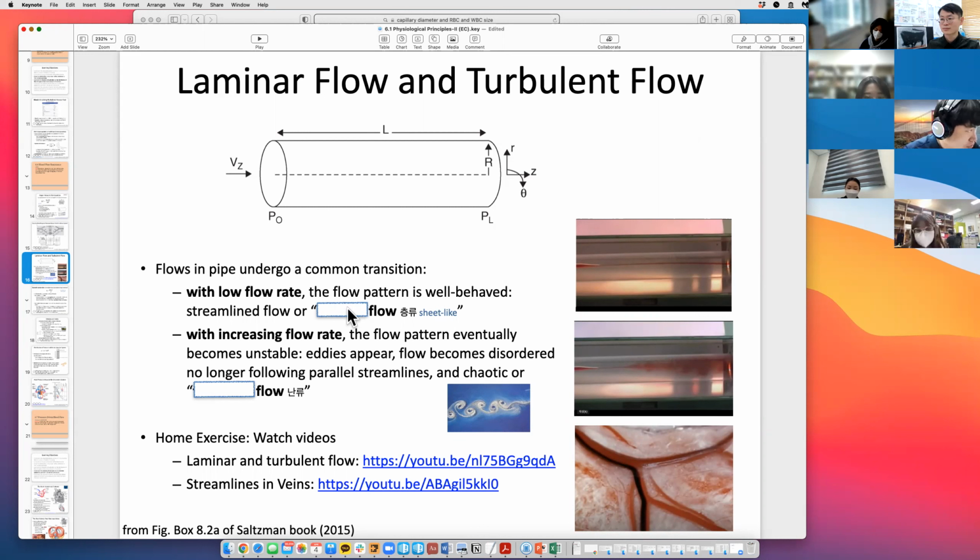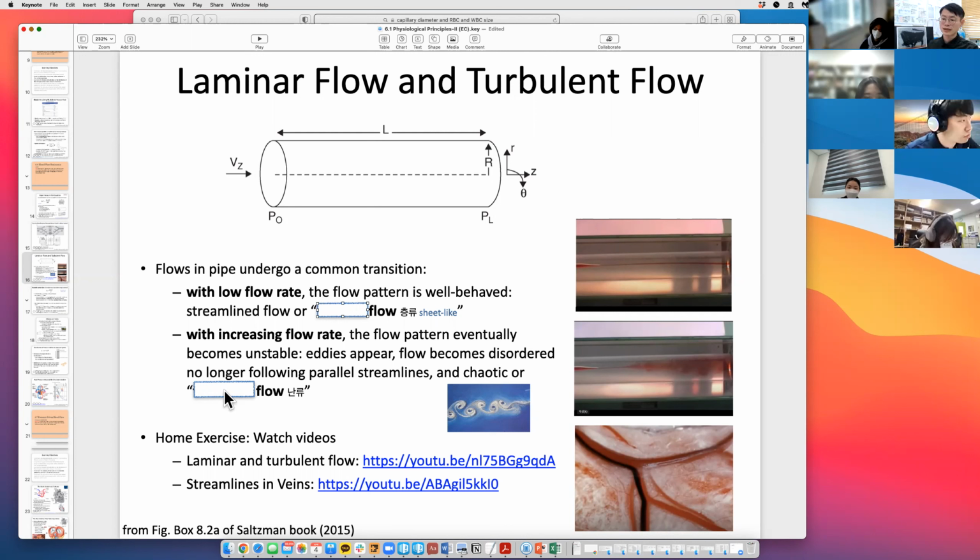Yeah, it's laminar flow. Exactly, yes. Laminar means it's layer by layer, so it really describes it. What about when the flow becomes faster and faster? Now it becomes like a weird shape.